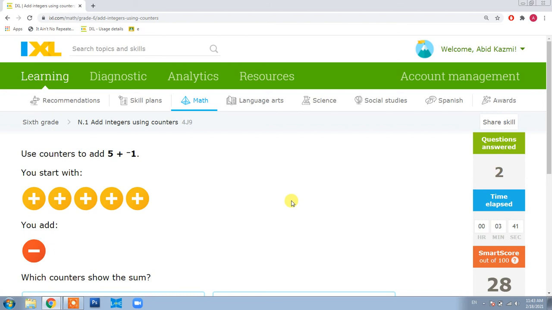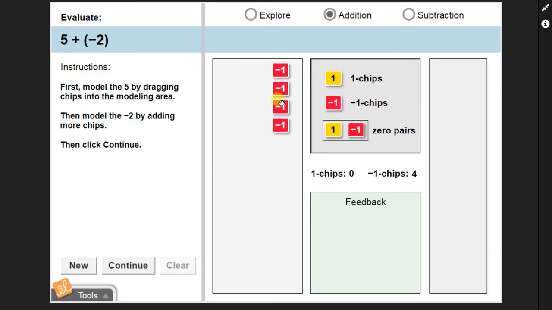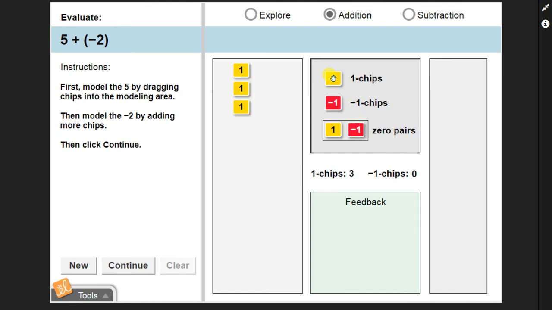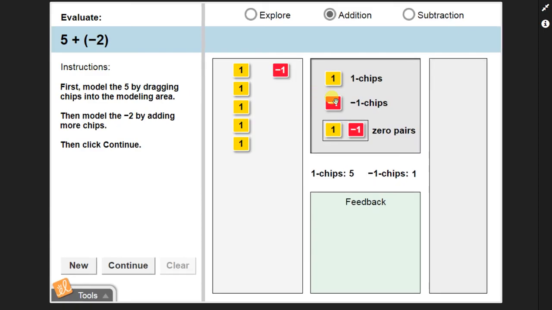Using the modeling method, you can easily simplify all the questions you are having on IXL. For example, the next question is add positive 5 and negative 7. Okay, let's do this. Just clear it out first. Now what do we need to take? We need to take 5 positive counters, 1, 2, 3, 4 and 5, and then we need to take negative 7 counters. So 1, 2, 3, 4, 5, 6 and 7.